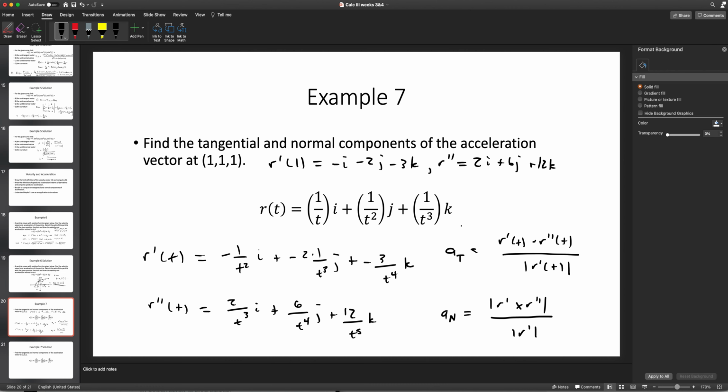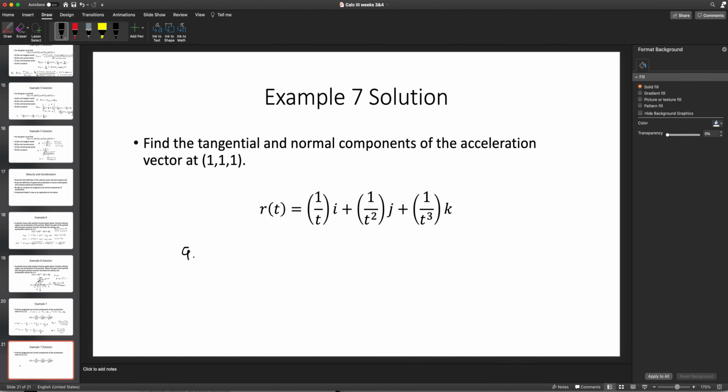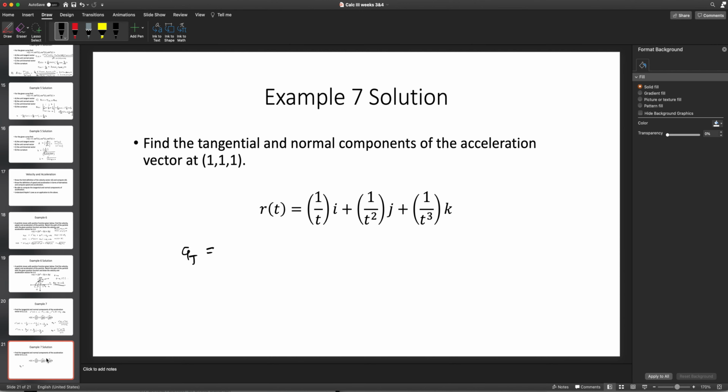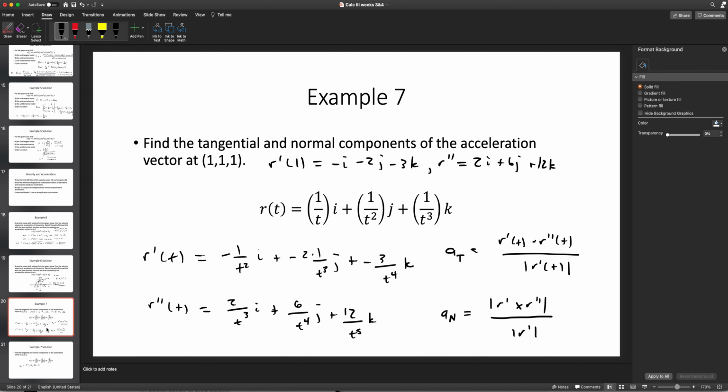Alright, so now we just have to compute the dot product for the tangent and find the length of r prime at 1, and that would be a sub T. So a sub T is the dot product of these two. So let's write out the two vectors in component form. Negative 1, negative 2, negative 3, dot 2, 6, 12.